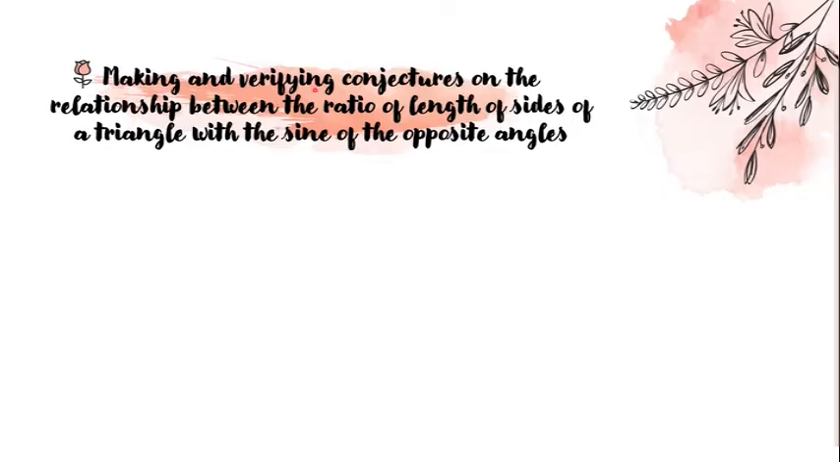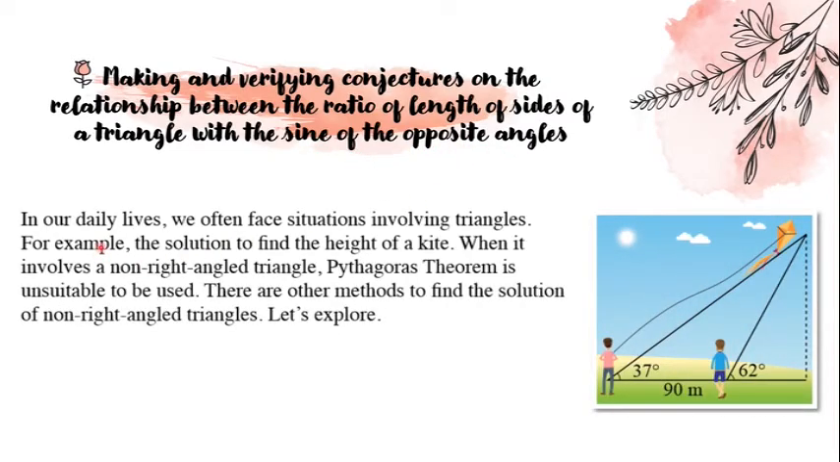Okay, the first subtopic, making and verifying conjectures on the relationship between the ratio of the length of a side of a triangle with the sine of the opposite angle. In our daily life, we often face situations involving triangles, for example, finding the height of a kite. When it involves a non-right angle triangle, Pythagoras' theorem is unsuitable to be used. In this diagram, we want to find the height of a kite. This is a non-right angle triangle. There are other methods to find the solution of a non-right angle triangle.